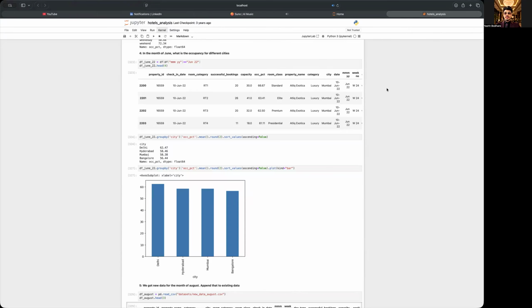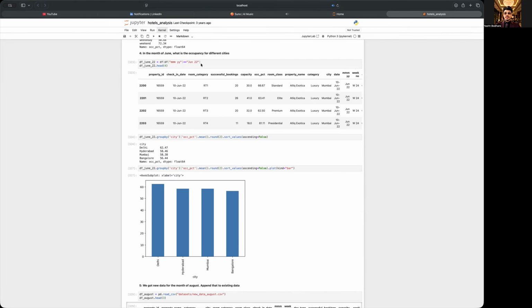So before calculating city-wise occupancy, the first thing we need to do is isolate only the June records. For that, we write this code. As you can see, this is df_june_2022 equals to df, bracket, df, then again bracket, MMMYY is double equals to June 22, bracket close, okay? So the first step is to create a separate data frame containing only June data. And that's why I'm creating a new variable called df_june_2022, okay?